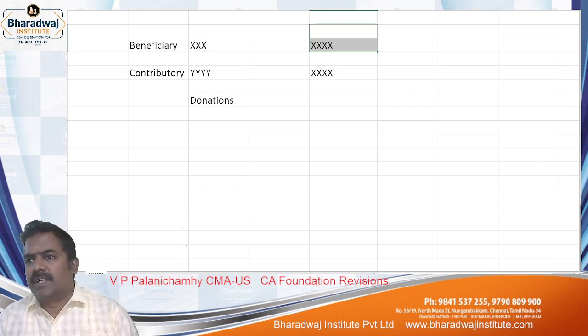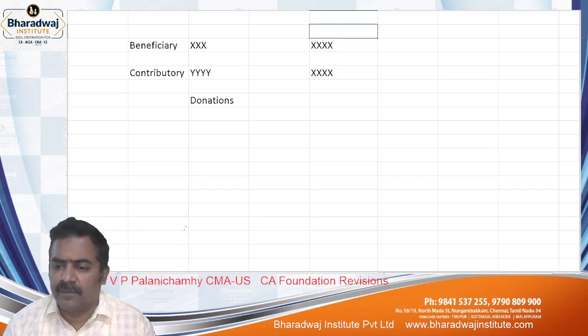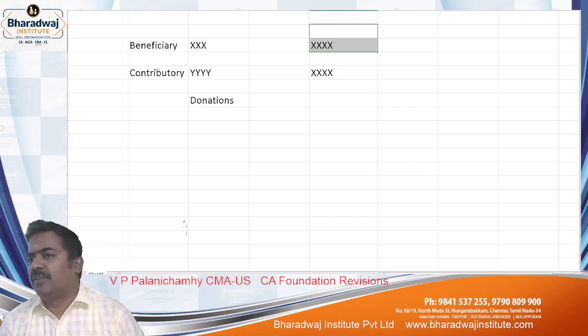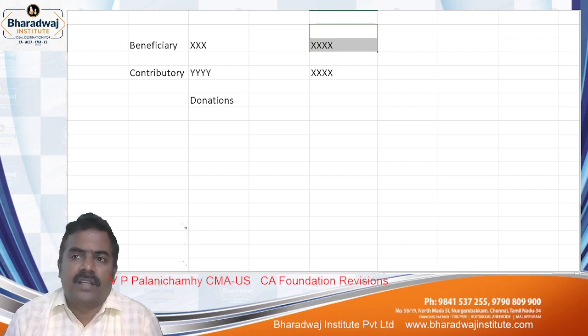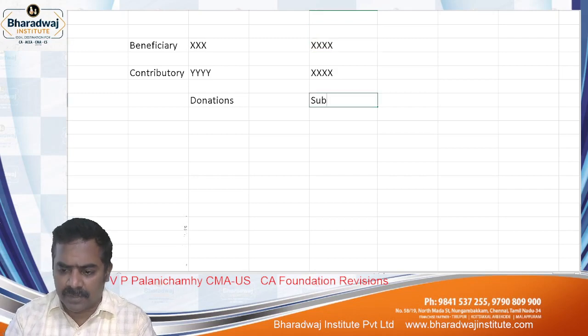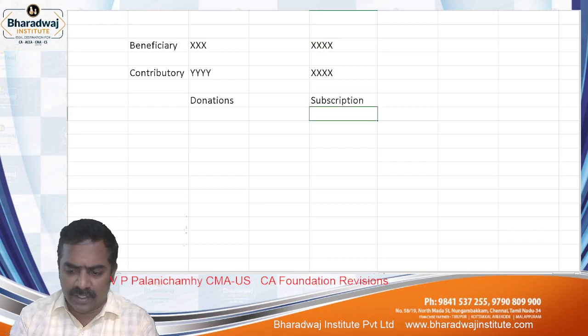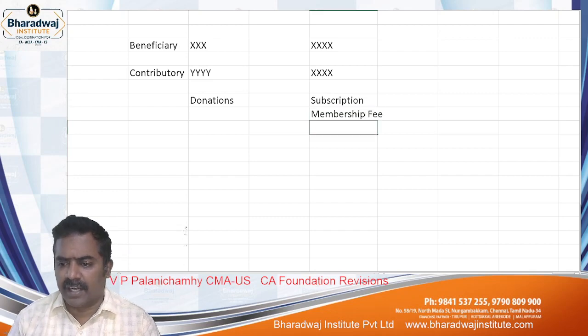Or, for example, music concert sabhas or drama sabhas, recreational clubs, etc. You contribute money, enjoy benefits. Like a golf club and other recreational clubs. Main income will be subscriptions. What is it? Subscription. Otherwise, you call it membership fees. Okay, this is the second type.